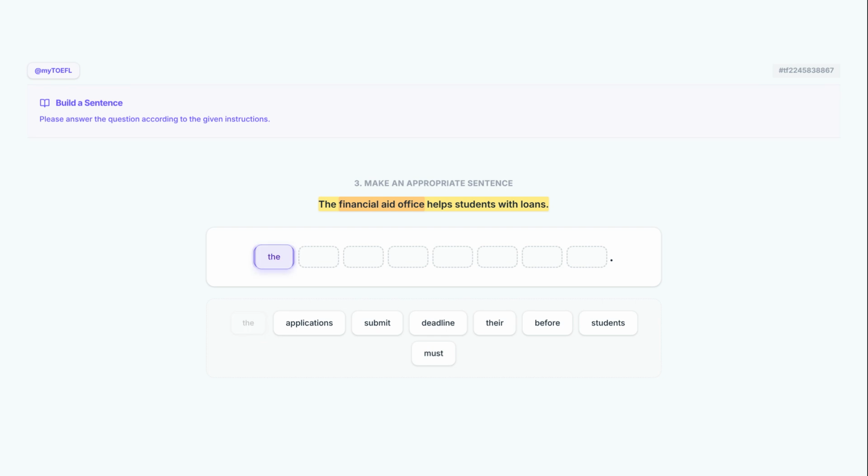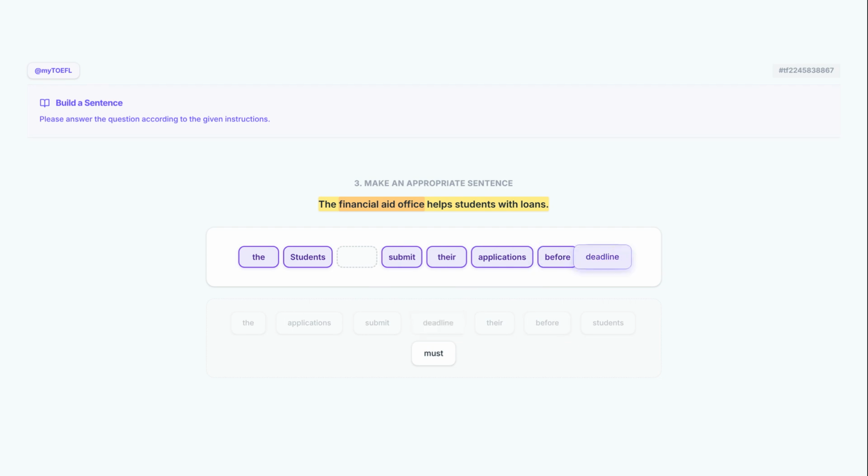First, we drag the subject students, then we add the modal verb must, next the base verb submit, then the possessive their, followed by the noun applications, then the preposition before, next the article the, the adjective top. Finally, we place the noun deadline.